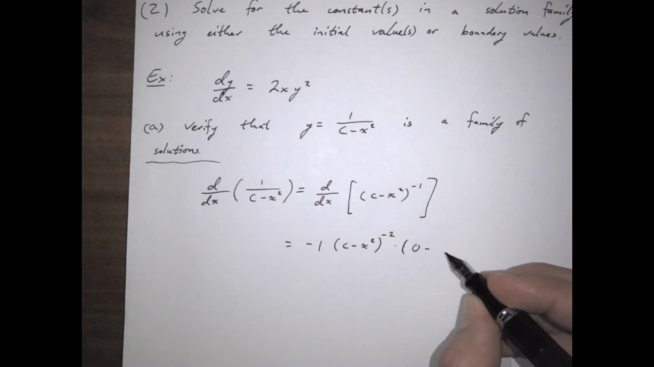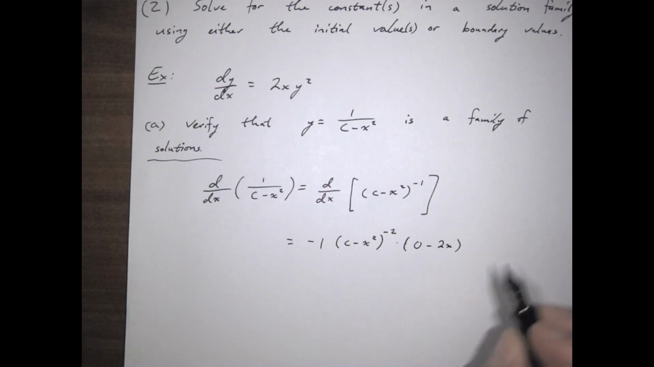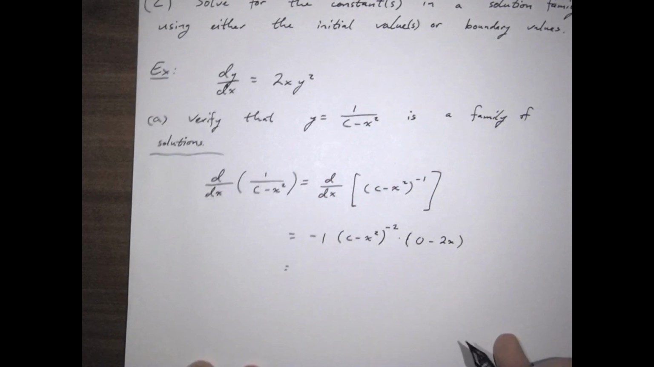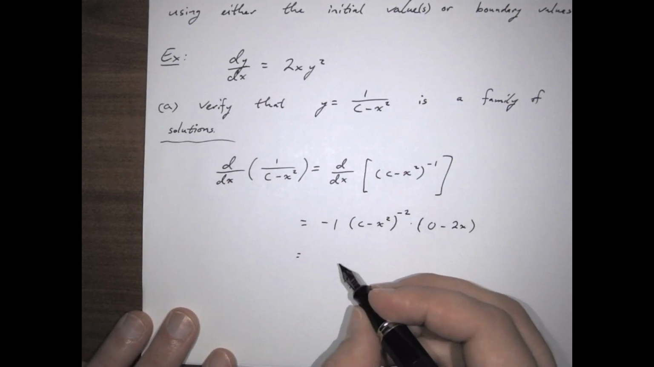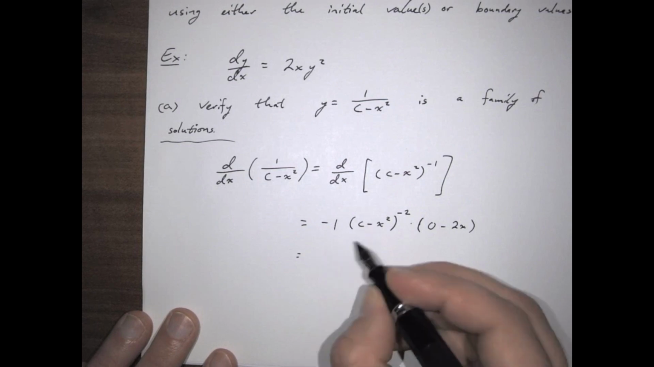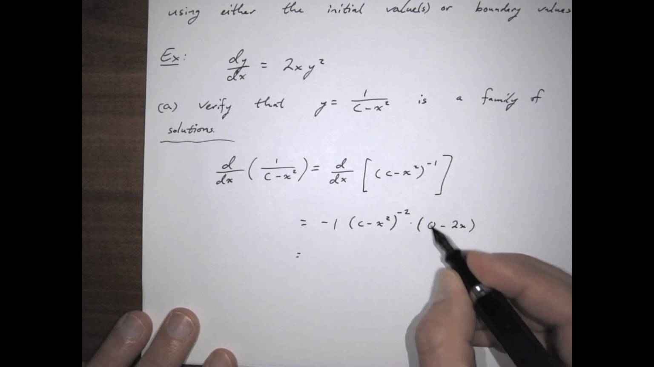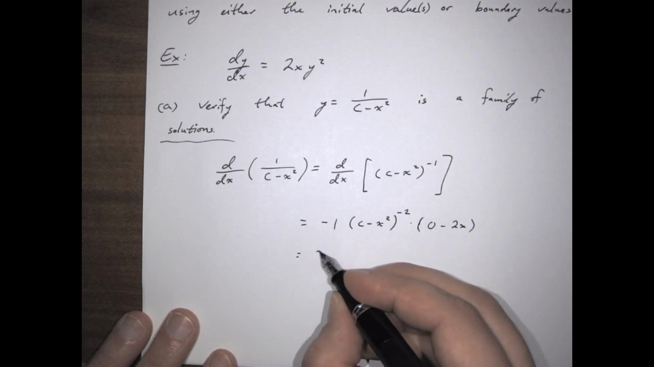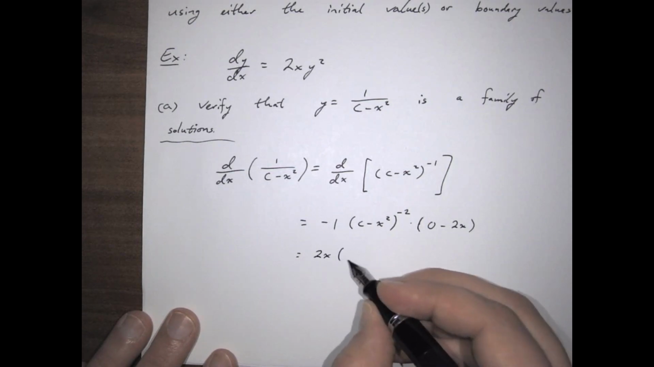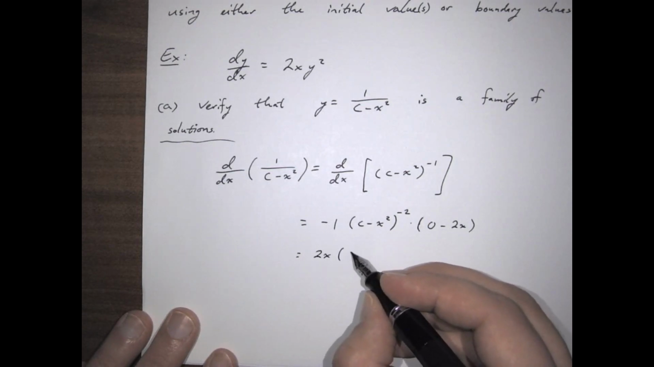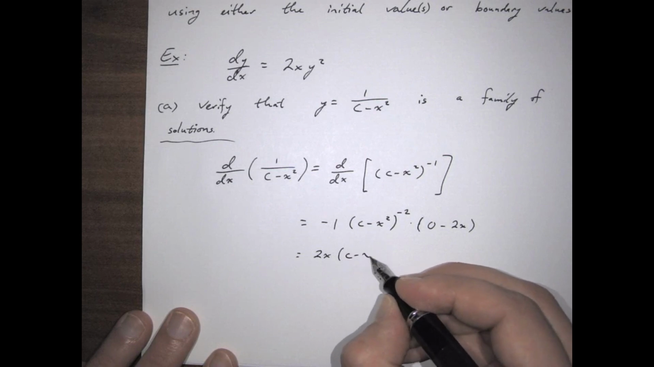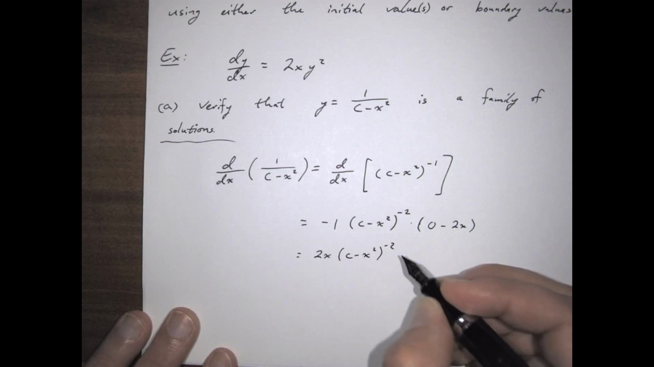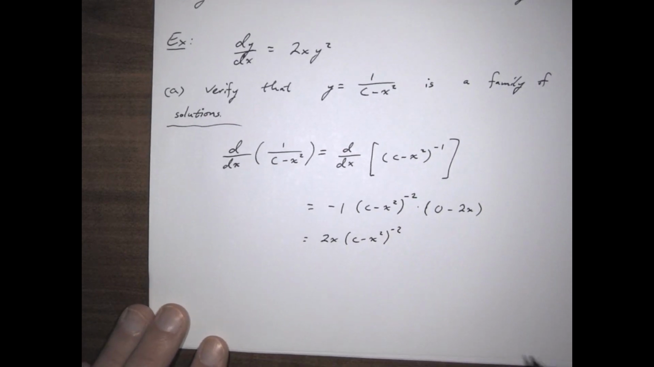And then as for the x squared, that's just going to be 2x. And now if we crunch the numbers here, then what we will get is negative. So this over here, that 0 kind of disappears. So we're going to have 2x c minus x squared to the -2. Okay, so let's think about this.